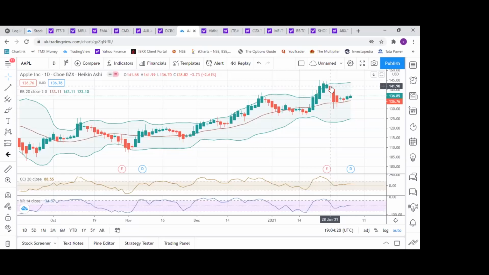After having been forewarned on 28th, I would have been out, after having been forewarned by both Williams and CCI on 25th, 26th, and 27th.